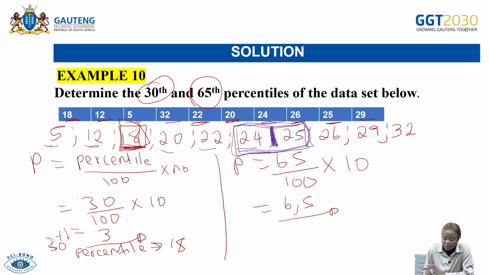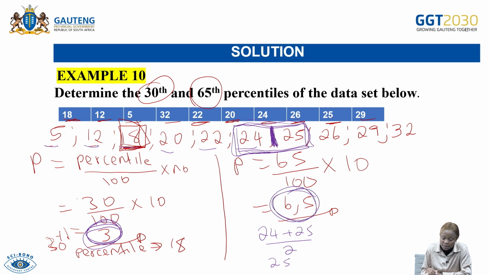I'm not sure what that value is, so I have to say 24 plus 25, and I divide by 2. If you add 24 and 25 and divide by 2, you are going to get 24.5. So the position of the 30th percentile is position 3, and the position of the 65th percentile is position 6.5.